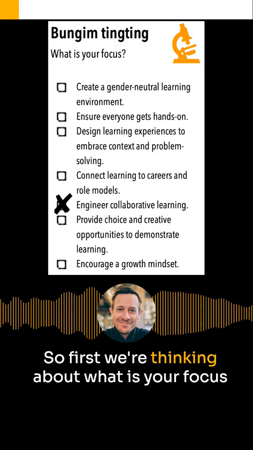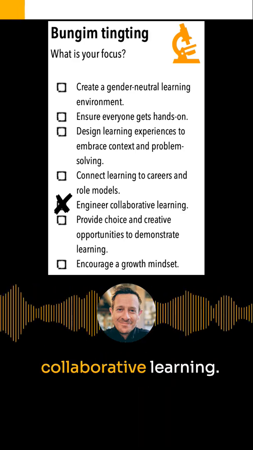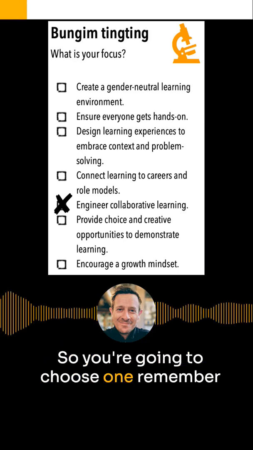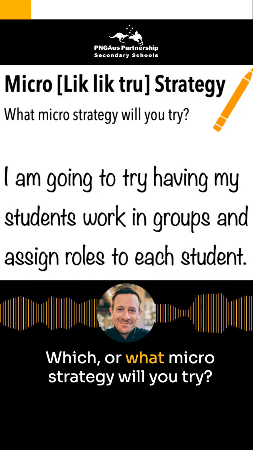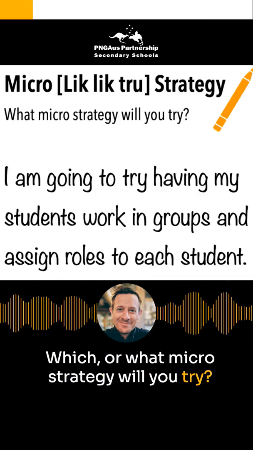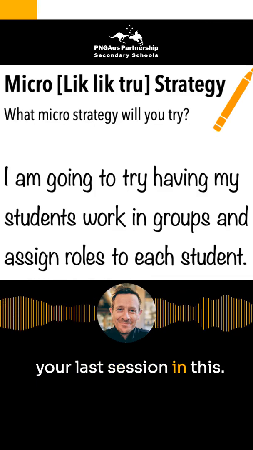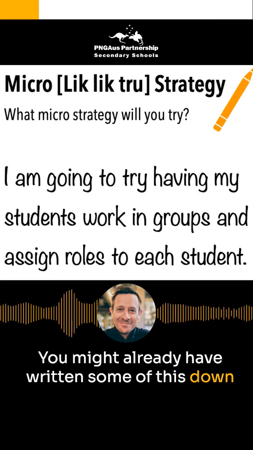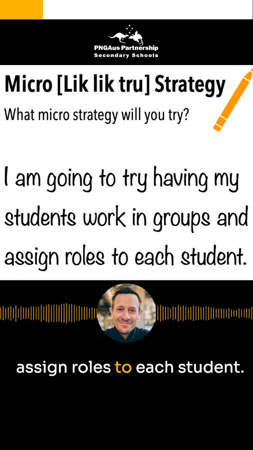So first, we're thinking about what is your focus and which one of those are you going to do? This teacher's ticked engineer collaborative learning. So you're going to choose one, remember. You're not choosing many, try to choose one. Which or what micro strategy will you try? You're going to maybe use some of that work from your last session in this. You might already have written some of this down. I'm going to try having my students work in groups and assign roles to each student.